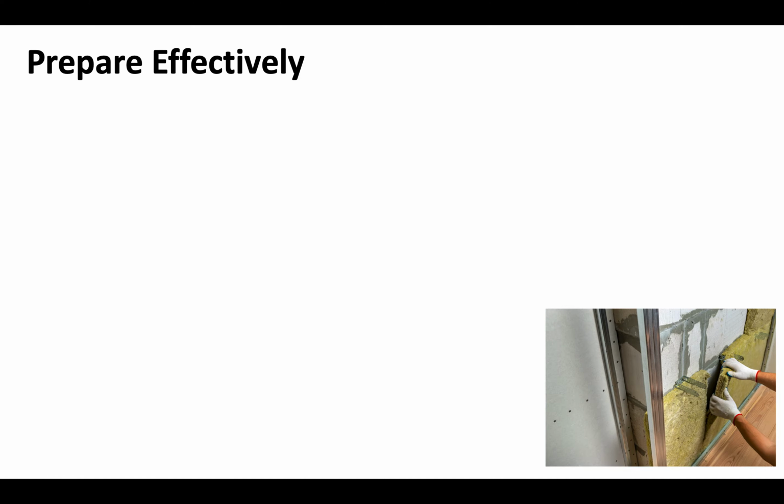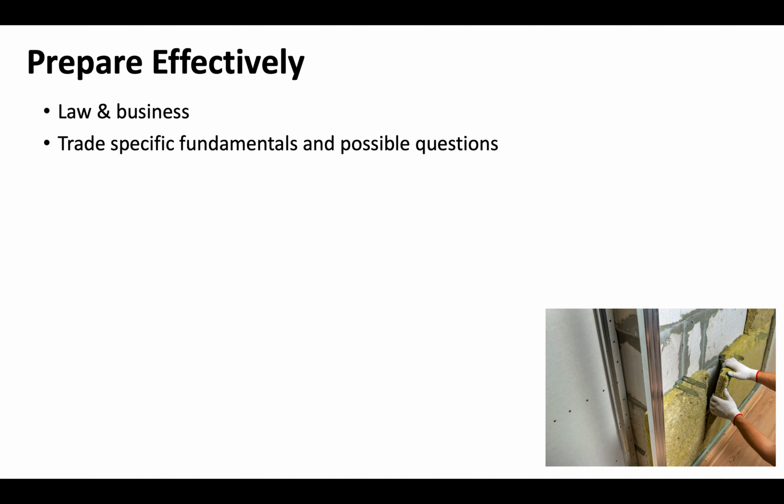Now, preparing effectively is incredibly important going into the California Contractor License exam. 50% of the exam is going to be California Law and Business, so you want to make sure that you understand all of the different areas that'll fall under that exam. You want to make sure that your trade-specific fundamentals are tight and you've seen all the different possible questions that could appear on the exam. The CSLB rotates thousands of questions on these exams, so you want to make sure that you've seen a wide variety of the different areas that could be covered.